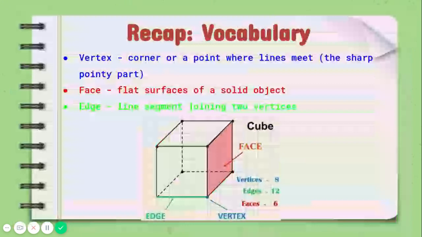Vocabulary. A vertex is a corner or a point where lines meet. It's the sharp and pointy part of the figure. A face is a flat surface of a solid object, and an edge is a line segment that joins 2 vertices. In the picture below, you can see that a cube has 8 vertices, 12 edges, and 6 faces.